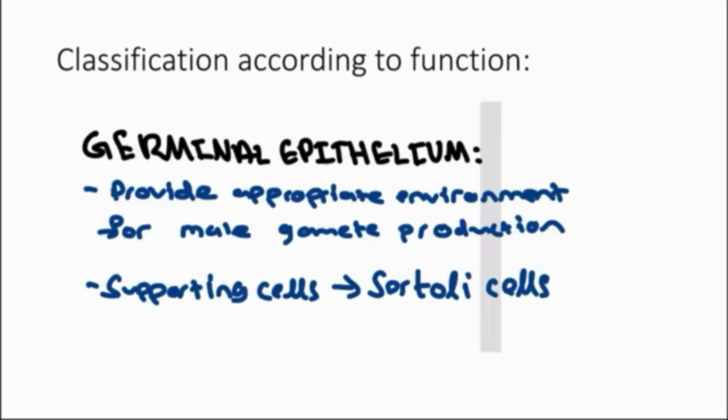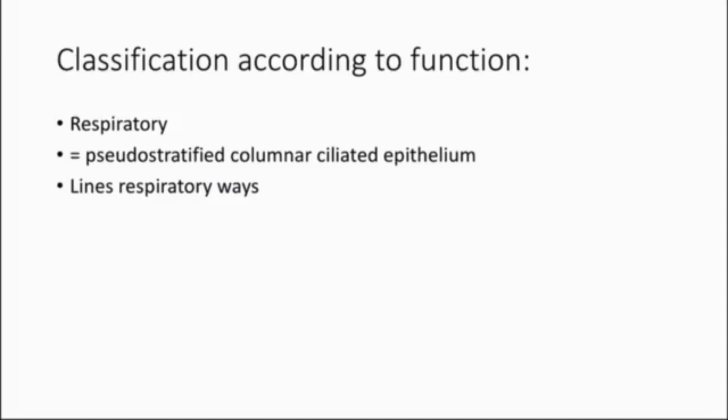Germinal epithelium provides an environment for male gamete production. This is found only in the testes. It allows for the environment to make male gametes, male sperm cells, and they're supported by Sertoli cells, which are also in the testes. And then respiratory. Respiratory is simply the one that lines the respiratory airways, and it's usually pseudostratified columnar ciliated epithelium. It's very important. And that's it. Thank you.